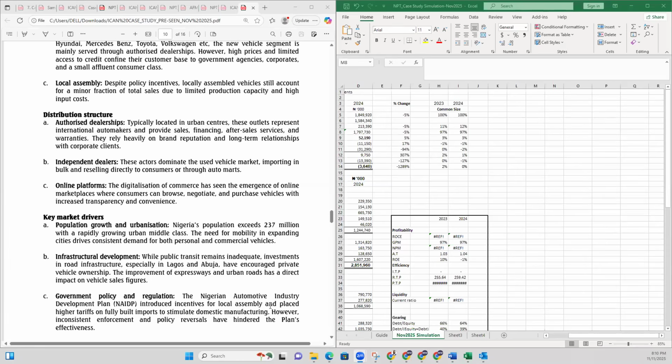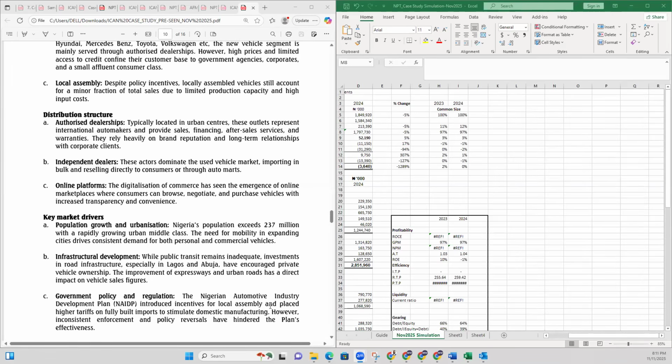B. Independent dealers. These actors dominate the used vehicle market, importing in bulk and reselling directly to consumers or through automarts. C. Online platforms. The digitalization of commerce has seen the emergence of online marketplaces where consumers can browse, negotiate, and purchase vehicles with increased transparency and convenience. Key market drivers. A. Population growth and urbanization.